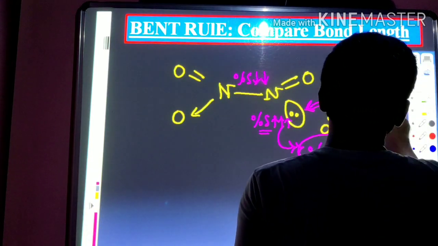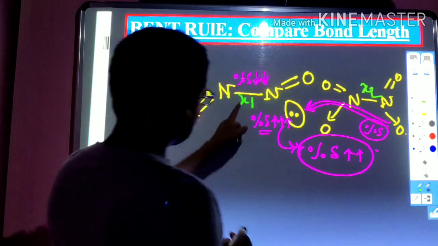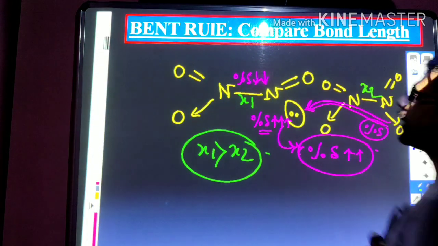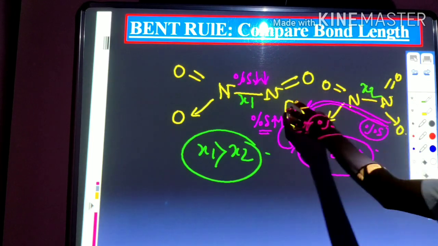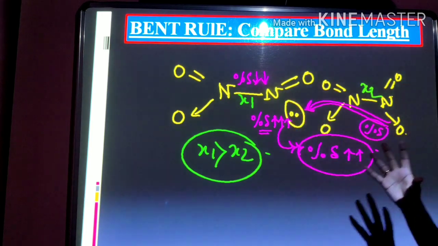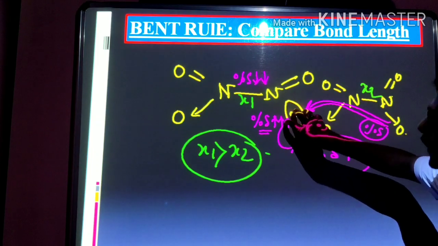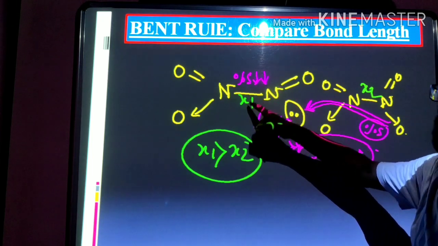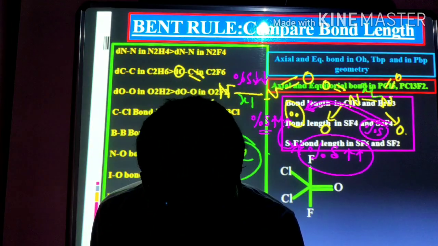So if this bond length is x2 and this is x1, then what will happen? x1 is greater than x2. Okay, what I am trying to say, see here what we changed: oxygen replaced by lone pair of electrons. Lone pair will be in a position where percentage of S character will be more. If percentage of S character here is more, then it will decrease here. If it decreases, then bond length will increase. So x1 is greater than x2. Okay.